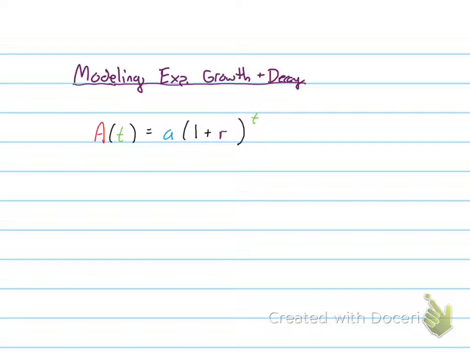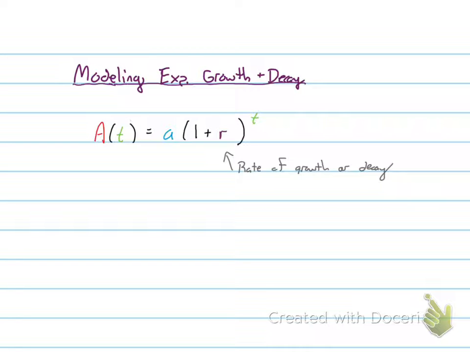The function that we use to model that is A of t equals a times 1 plus r to the t power. Now I know these are just a bunch of letters right now, so here we're going to break down what each of these represent. T represents your time period. So when we're modeling growth or decay, how long are we observing that growth or decay for? A represents your initial or starting amount. R represents your rate of growth or decay.